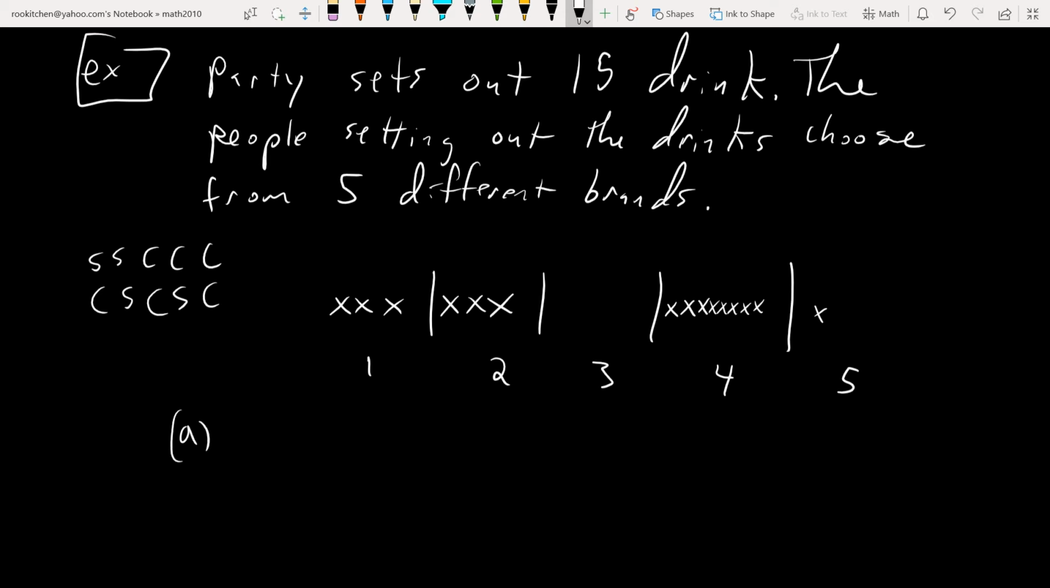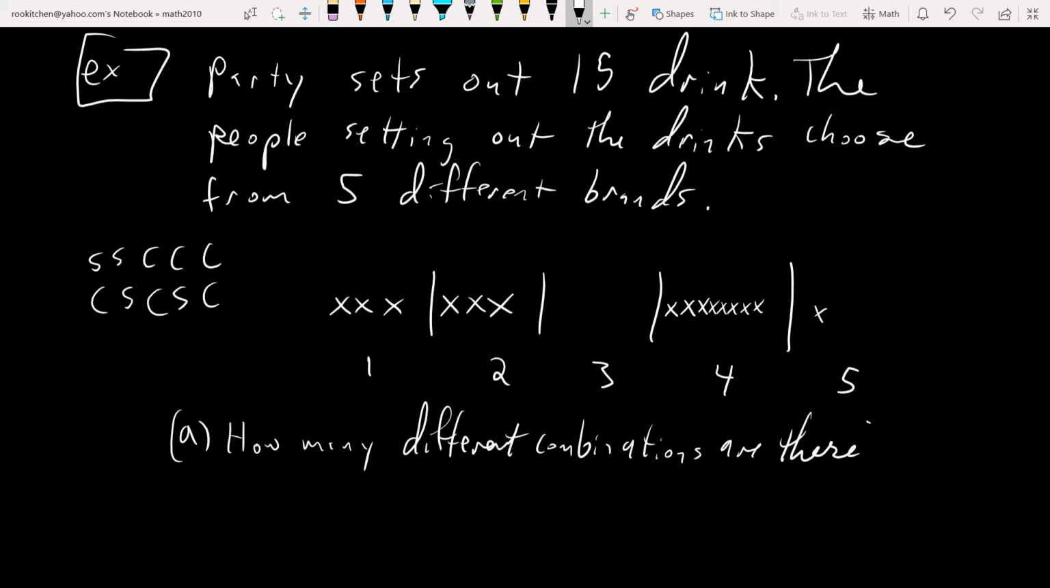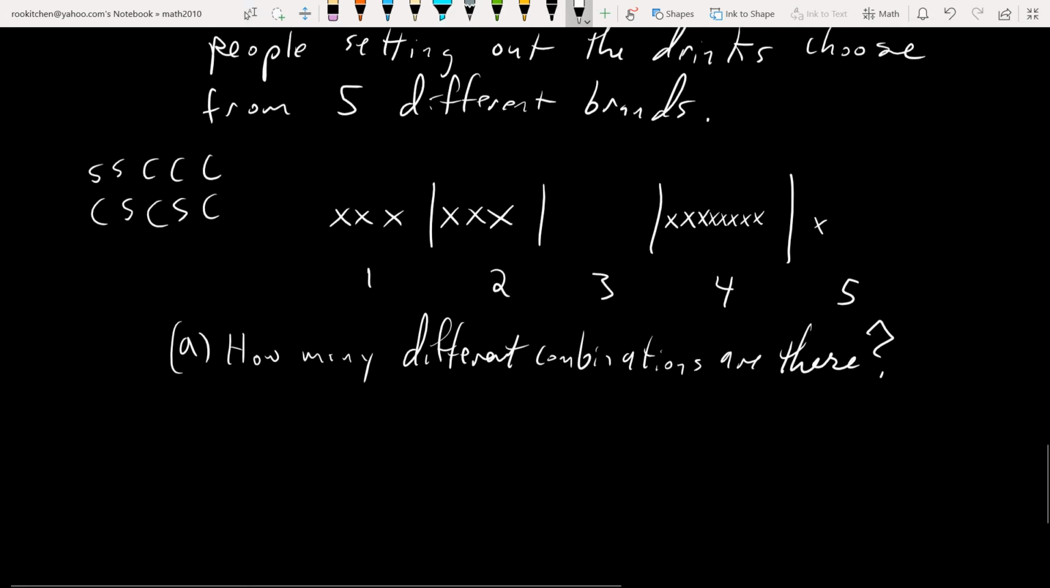Okay, so part A, how many different distributions are there? How many different combinations of drinks are there? Well, just think about how many X's you have. It's going to be the number of slashes plus the number of X's, choose the number of X's. If you really want, you can think it's n minus 1, which is 5 minus 1, that's 4. That's just going to be the number of slashes.